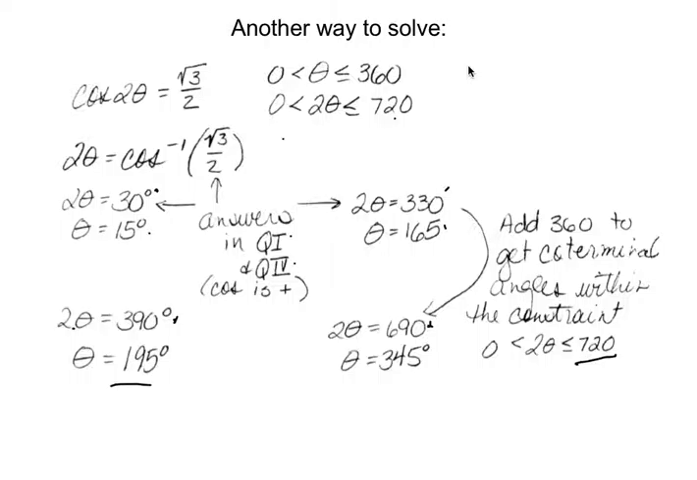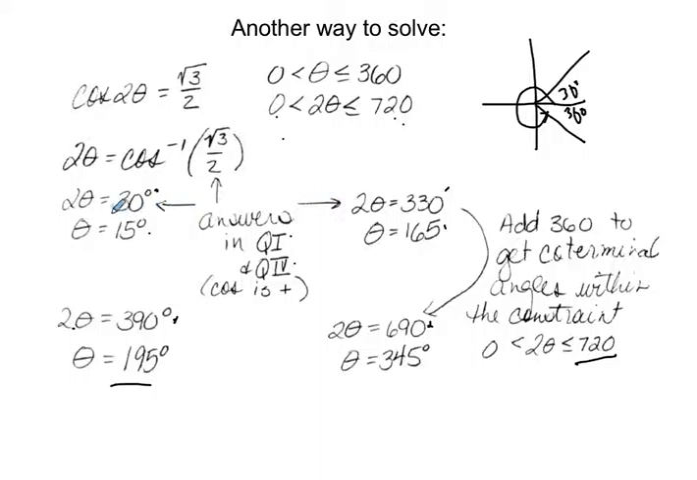I also know that that's my reference angle. So, cosine is positive here, and I know I'm going to have an answer in both the first and the fourth quadrants. Same reference angle, 30 degrees. So 2 theta can be 30, or it can be 330 degrees. Remember, 360 minus 30. Now, theta can be between 0 and 360, but 2 theta can be between 0 and 720.